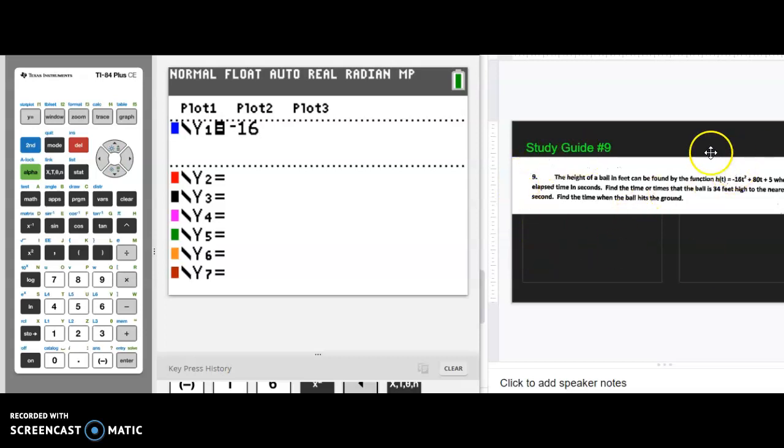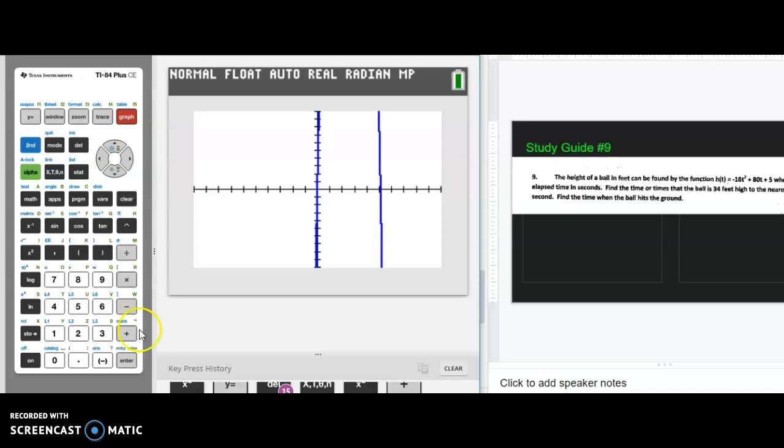So anytime you're given a word problem in this unit, make sure that you just go ahead and plug it into your graphing calculator. So we're going to do negative 16x squared plus 80x plus 5. And then we're going to graph that. All right, so the question says find the time or times that the ball is 34 feet high.